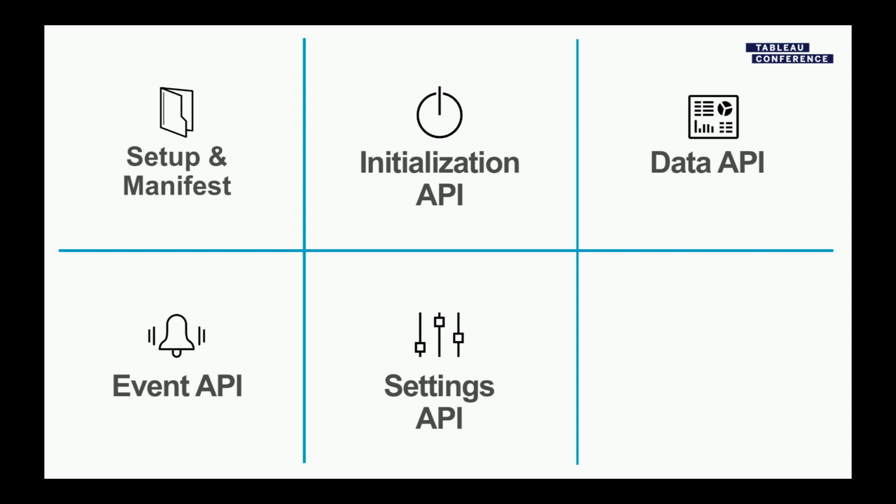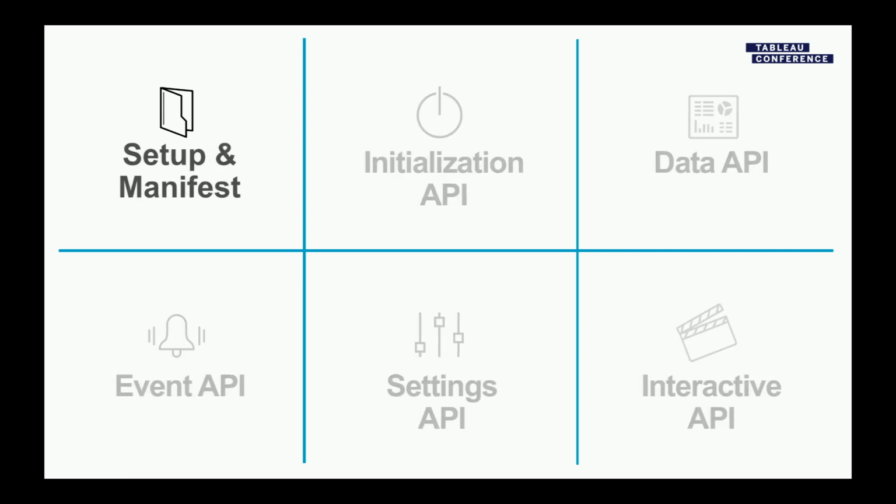And the last one is the interactive API. This is where an extension tells Tableau to do something like change marks or clear filters or change parameters and things like that. So it is the opposite of the data API. Data API is where we get information from Tableau, and interactive API is where the extension tells Tableau what to do. Yeah. So let's go ahead and look at setup and manifest.